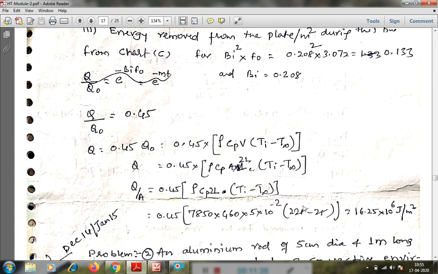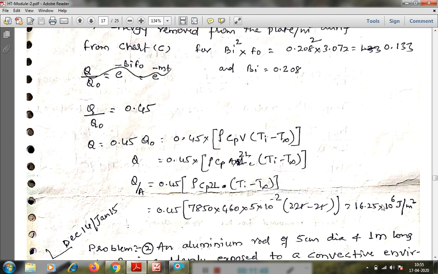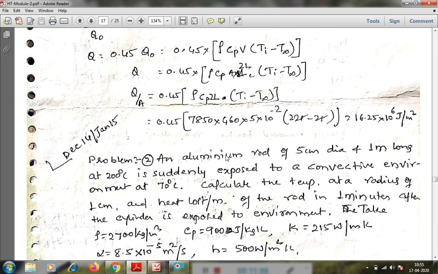Then by dividing that we are going to get this value as 16.25 × 10^6 joule per meter square. Okay, this is about the slab problem. Then similarly we will go for another problem, which is the cylinder.